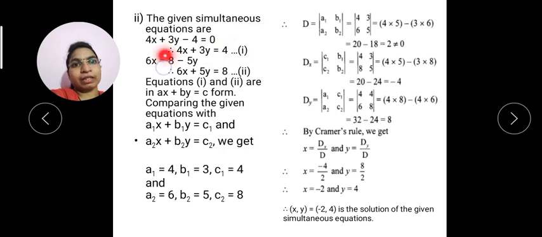The given simultaneous equation is 4x plus 3y minus 4 is equal to 0. So this is the first equation. Now simplify it. Firstly write in the general form, just shift this 4 to the right side. You will get 4x plus 3y is equal to 4. Similarly, in the second equation also you have to shift this y to the left side and 8 as it is. So 6x plus 5y is equal to 8. So after getting the general form of the equation, compare with the general equation and write down the values of a1, a2, b1, b2 and c1, c2.